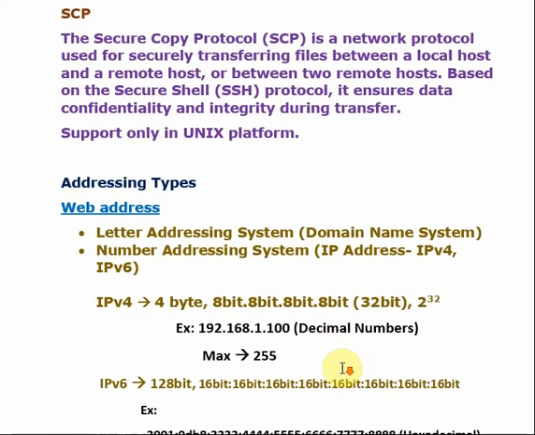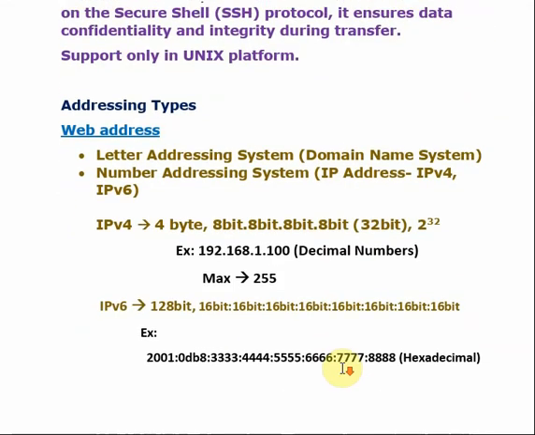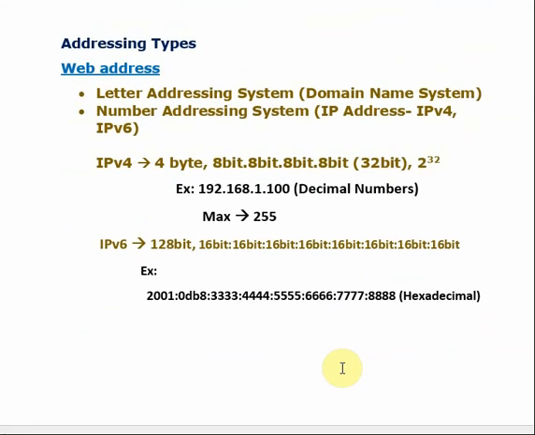Now I think the protocol types are very clear. We already learned about addressing, name addressing, but again I'll explain the number addressing and the name addressing, right? Addressing types, one is the web address. Here we use a letter addressing system, that is the Domain Name System, right? That is a very user-friendly name. We normally do not type any IP address when accessing a website, right? We use the user-friendly domain name system.